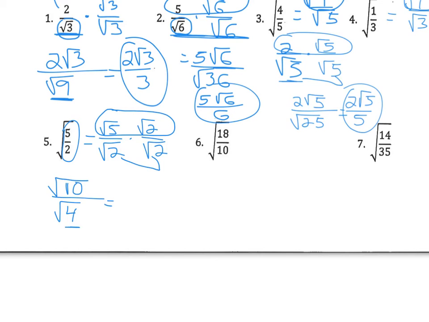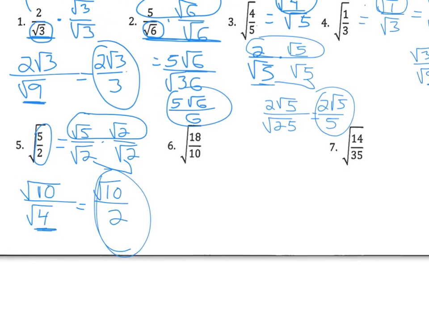Now the whole key was this. Square root of 4 gives me 2. So I'm left with square root of 10 over 2. You might be looking at this and thinking, oh, this is equal to 5. But I can't divide these because 10 is in the square root and this 2 is not. So that's our answer. Okay, let's just do one more. Let's just do number 6.